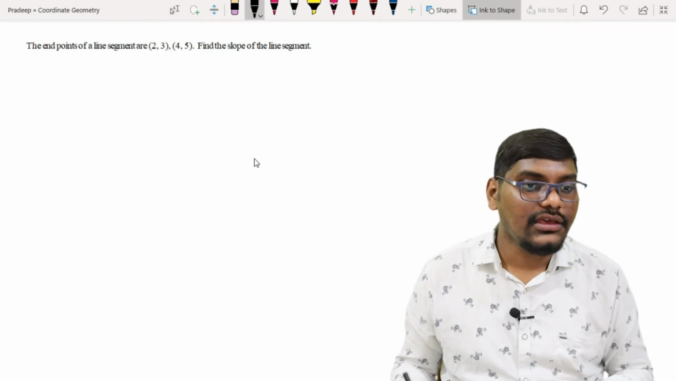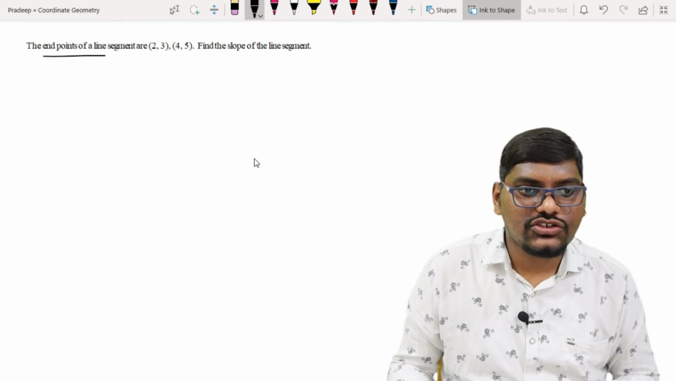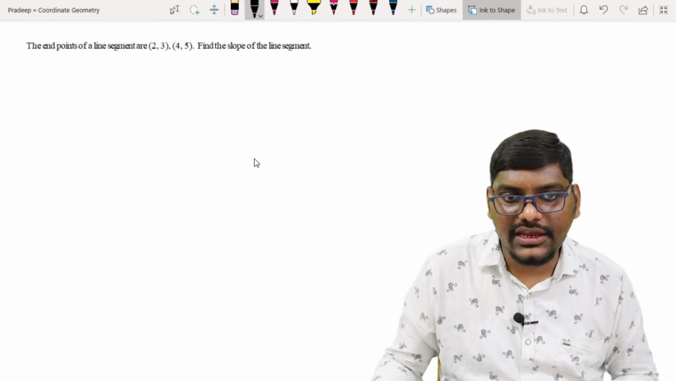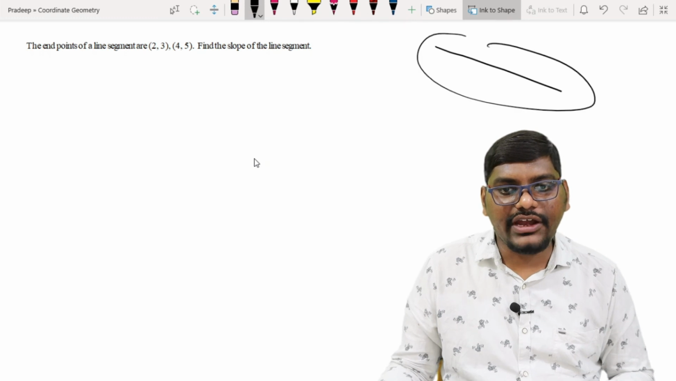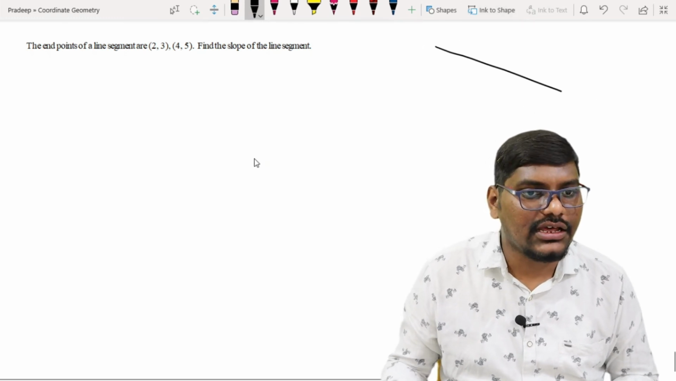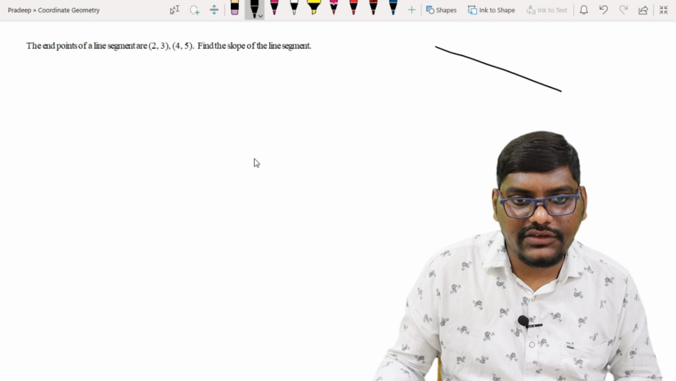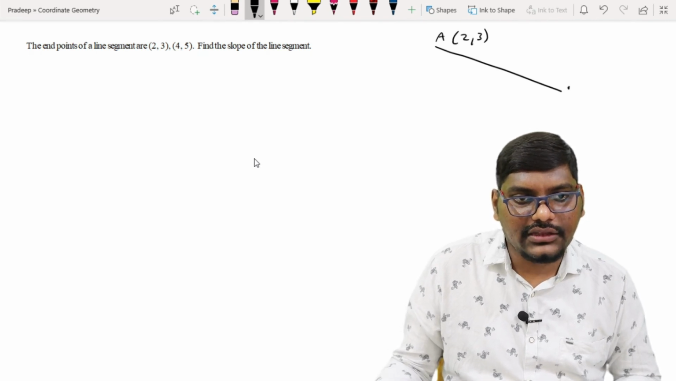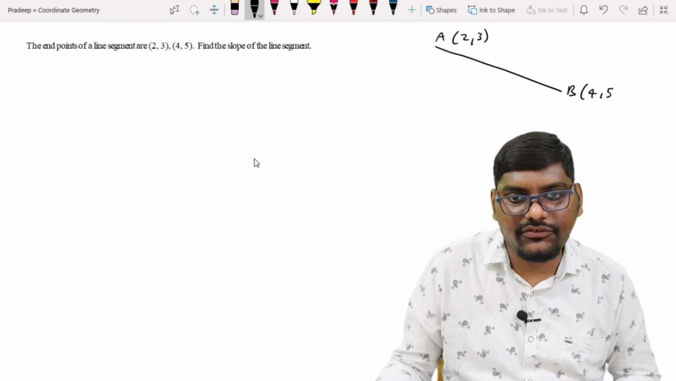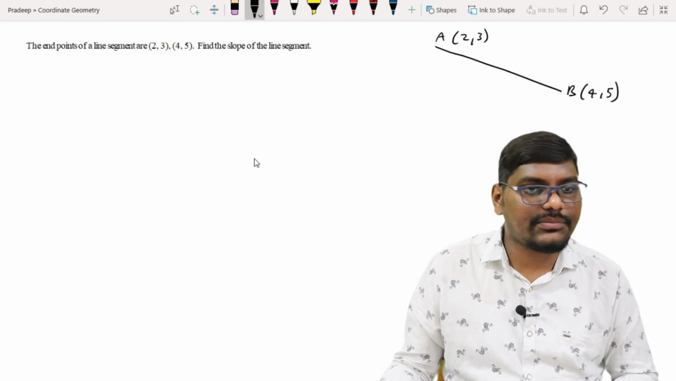Let's see the next thing. Here we are finding out the slope of the line. Suppose there is a line which is having certain slope, certain bend, we can say. We are finding out the slope of this particular line. The coordinates were also given. Suppose the point A is (2, 3) and the point B is (4, 5). So we'll find out the slope of this particular line.